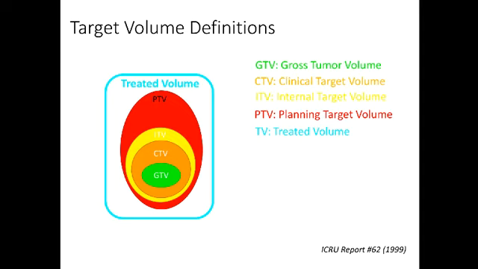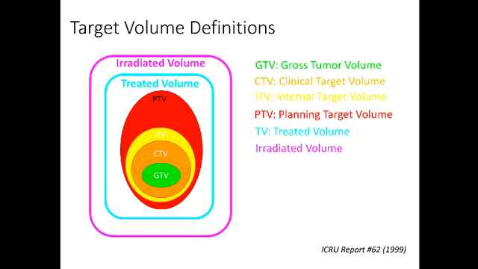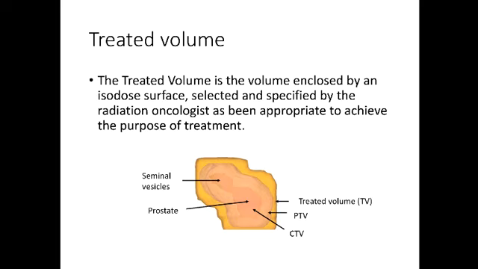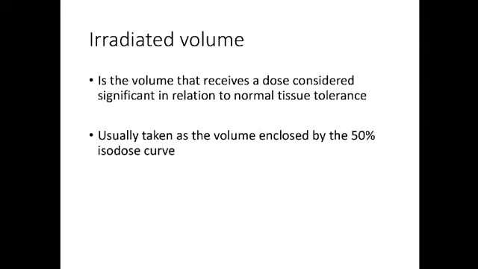And then there's a treated volume, TV, and that's the dose that's treated. And then there's the irradiated volume, which the ICRU defines as the largest volume that receives a substantial dose that they define. So let's look at treated volume. Treated volume is the volume enclosed by an isodose surface, and it's specified by the oncologist as appropriate to achieve the purpose of treatment. So here's an example. You're treating a prostate and the seminal vesicles, and here's the PTV, and the treated volume is larger than that volume. It's the volume enclosed by that surface.